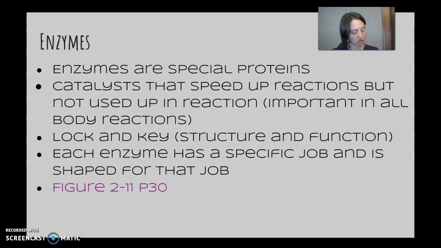There's a nice picture of an enzyme on page 30, figure 2.11, where the enzyme is shaped for a substance, and it puts those together, gets them close together, and then makes a bond and makes a new thing, where it's putting two things together to make a new thing. It's chemically combining things.